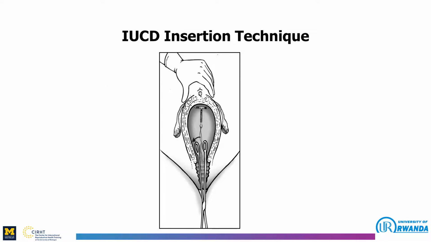This picture or this image is showing how the insertion is done. You see that the provider is supporting the uterus. We need to support the uterus. It stabilizes the uterus when you are inserting the device. Also, you may need ring forceps, as we said, to insert the device. We are going to see the technique from preparation up to the end.